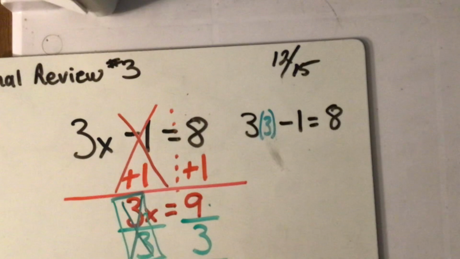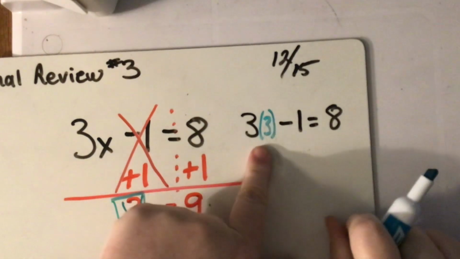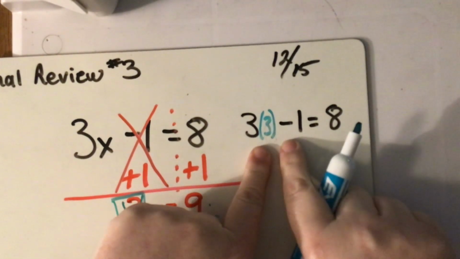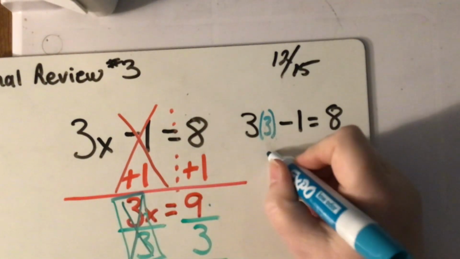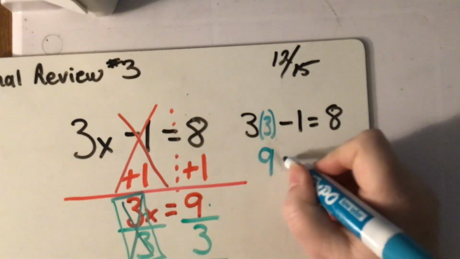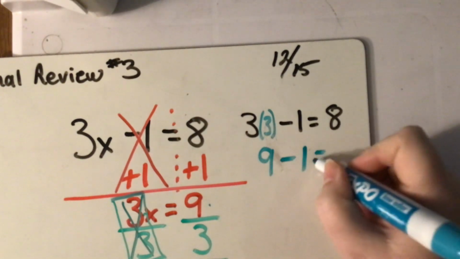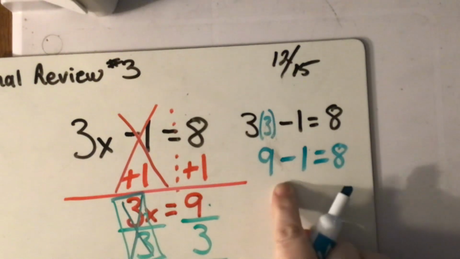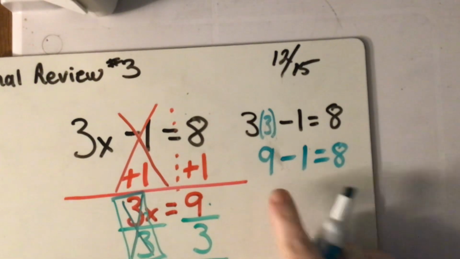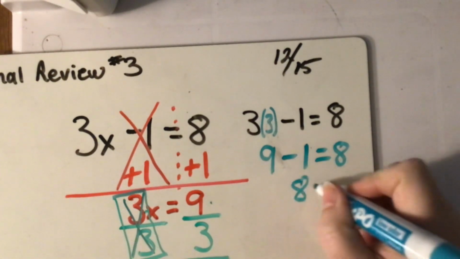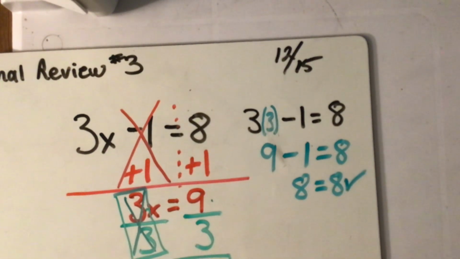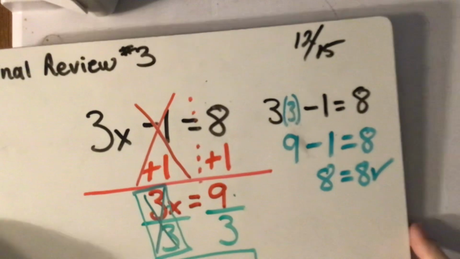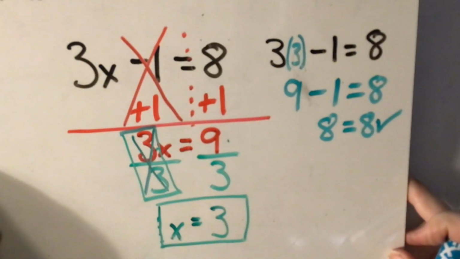Okay, PEMDAS, what do I do first? Am I going to multiply first or subtract first? I'm going to multiply. 3 times 3 is 9. Now I have 9 minus 1 equals 8. What's 9 minus 1? It's 8. 8 equals 8. Those guys check out. So now I know my answer is correctamundo.